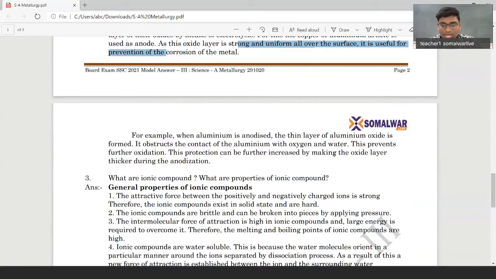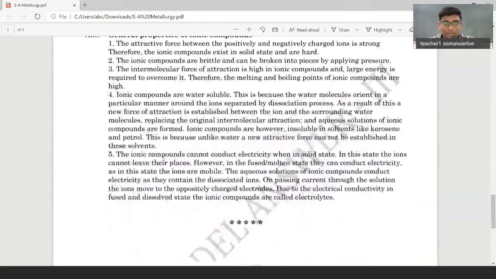We give one layer of one metal over another. You might have heard about gold plated bangles and silver plated articles. It is a kind of this thing. So it was also an important question.